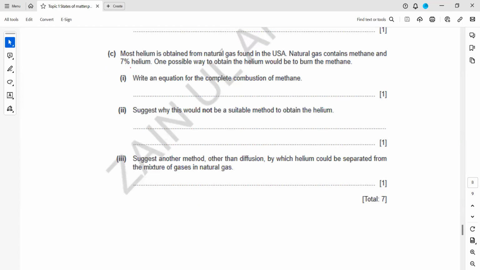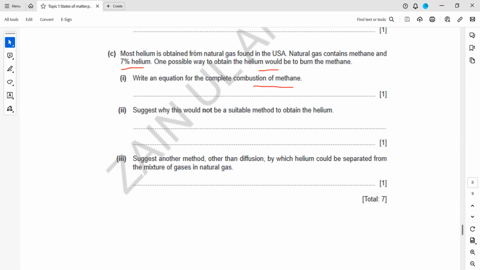Most helium is obtained from natural gas which is found in the US. Natural gas contains methane and 7% of helium. One possible way to obtain helium would be to burn the methane. Write a complete equation for the combustion of methane.